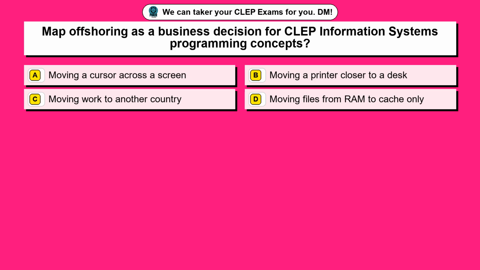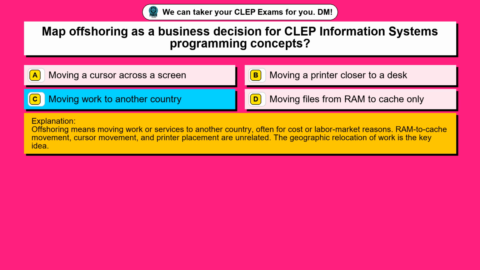Question 97. Map offshoring as a business decision for CLEP Information Systems programming concepts. Option A, moving a cursor across a screen. Option B, moving a printer closer to a desk. Option C, moving work to another country. Option D, moving files from RAM to cache only. The correct answer is option C, moving work to another country.